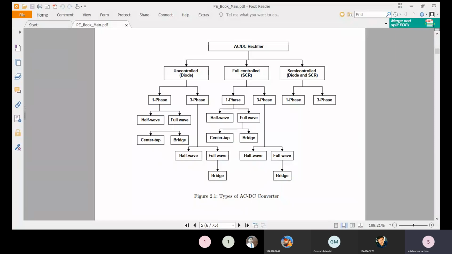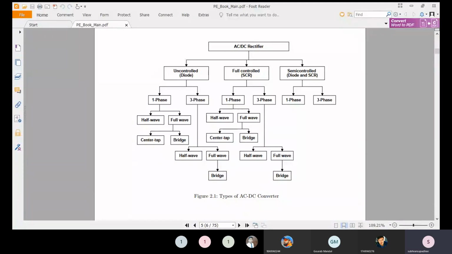Now, whenever we are talking about an uncontrolled diode rectifier, we have a single phase and we have a three phase. And whenever we are having a single phase, that is again classified into half wave as well as full wave. You might have studied in your basic electronics course what a half wave rectifier is, what a full wave rectifier is, and in the full wave also there are two types, what is a center tap and what is a bridge, right? Similarly, in three phase, again you have a half wave and full wave, but here in full wave there is no center tap configuration. In full wave, it is directly a bridge configuration, right?